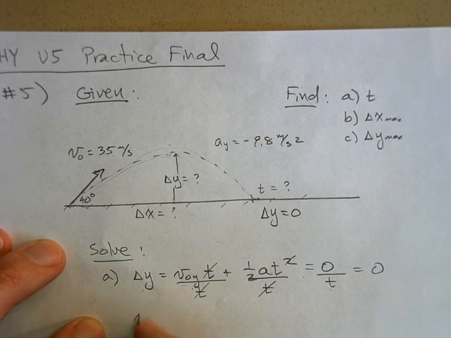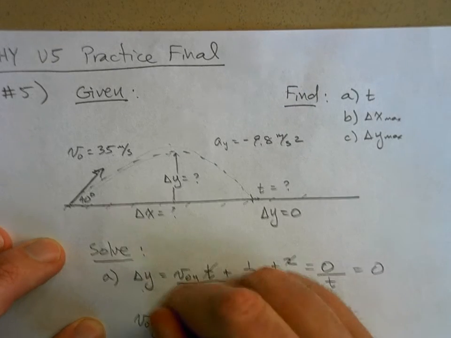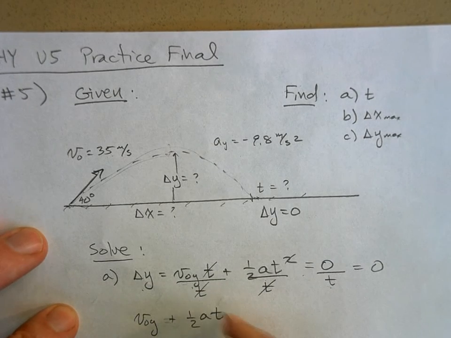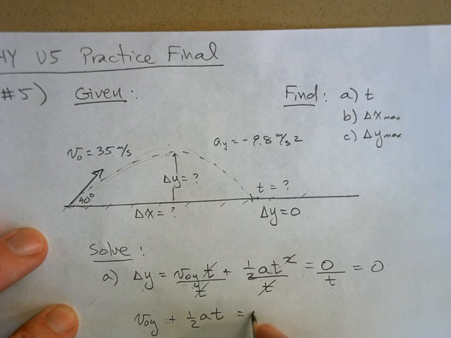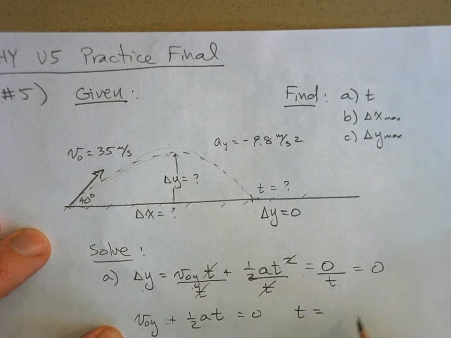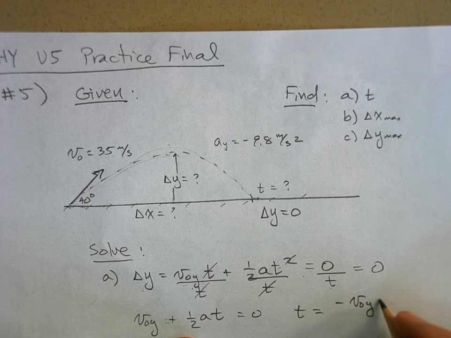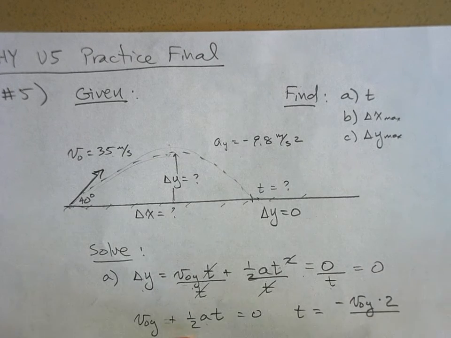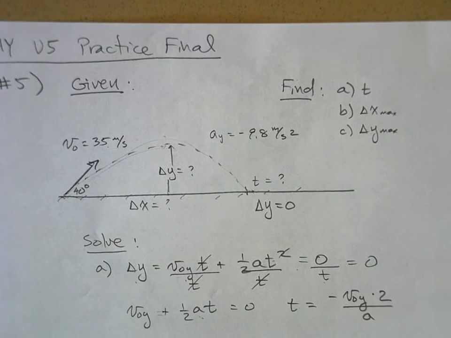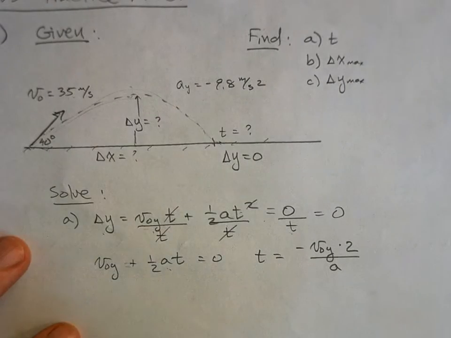So now I have v naught y plus 1/2 a times t, because that's what's left over, equals 0. And now I'm going to solve for time in one step. I'm going to put this on the other side, so that's negative v naught y. So I subtracted that over. Then I'm going to multiply times 2, and then I'm going to divide by a. And that gives me my expression for time. Everybody follow along?